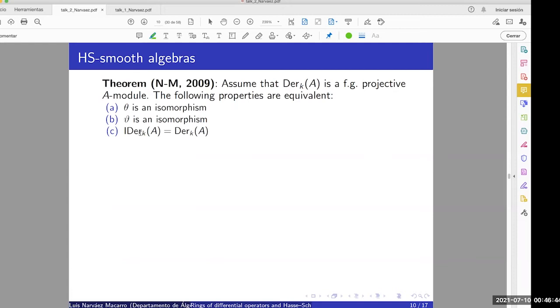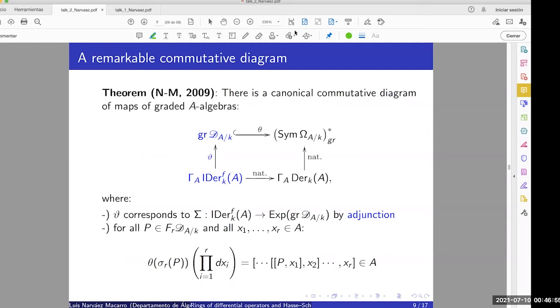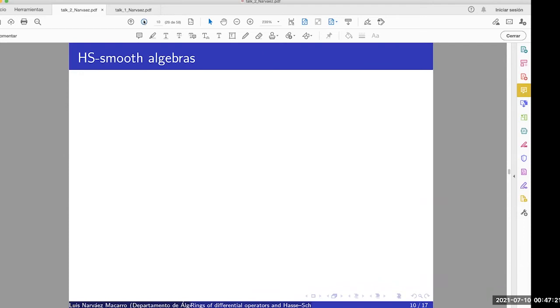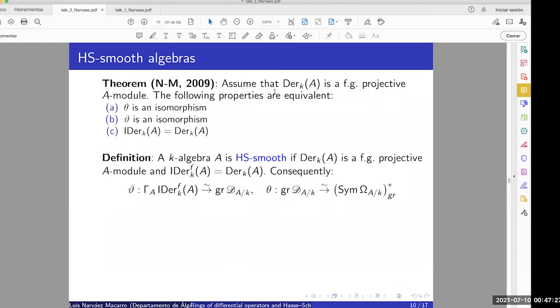But this is equivalent to the fact that in the previous diagram, the map here or the map here are an isomorphism. So these are also equivalent to the fact that all derivations are integrable. So we say that a K-algebra is Hasse-Schmidt smooth if these properties hold, if the derivations form a finitely generated projective A-module and all derivations are integrable.